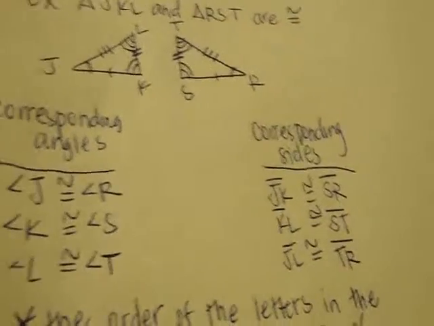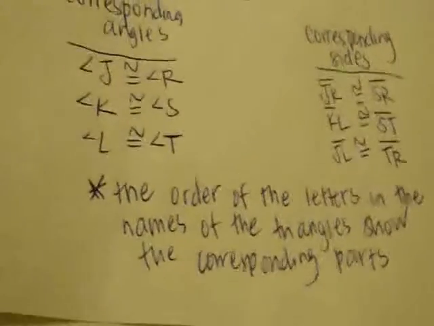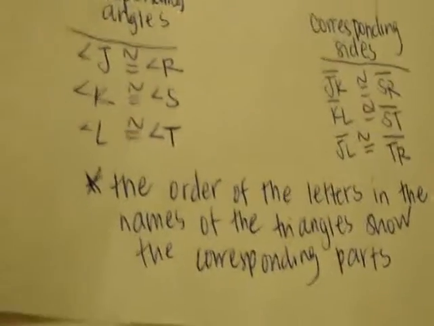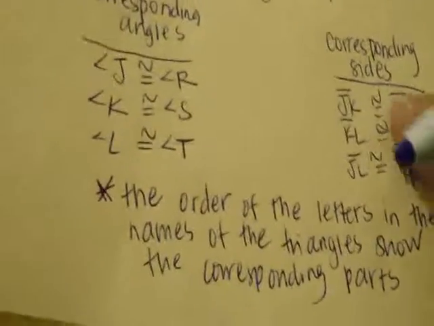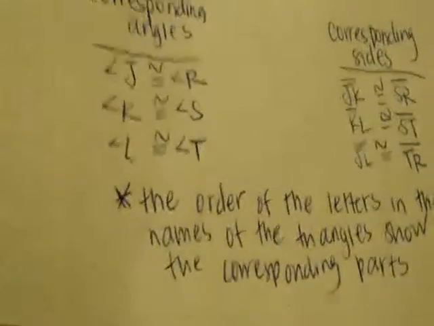So let's do one more example, okay? In your homework, it's going to ask you to write a congruence statement based on two congruent triangles. And how do we do this? Okay, so go ahead and go to another clean sheet of paper if you still have room. Go ahead and use the same piece of paper.